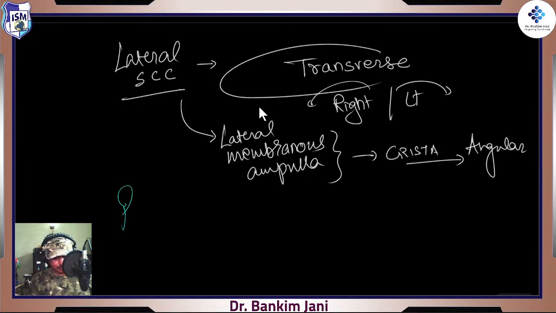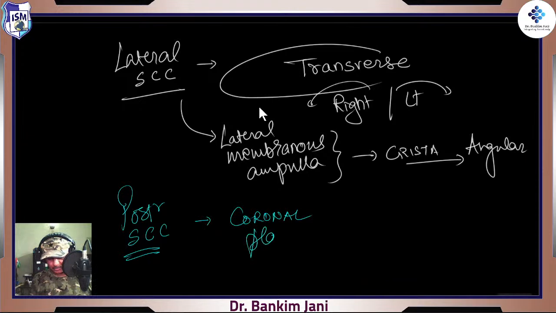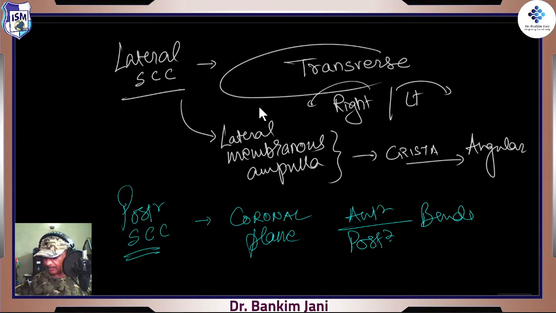The third one is the posterior semicircular canal, and this is for the coronal plane. So when we do it like this, this is the coronal plane, right? So the anterior or posterior bending is what is taken care of by the posterior canal. Again, the same thing: I'm just writing over here, posterior. So the posterior membranous ampulla will take care of the angular movements. Same for everyone.